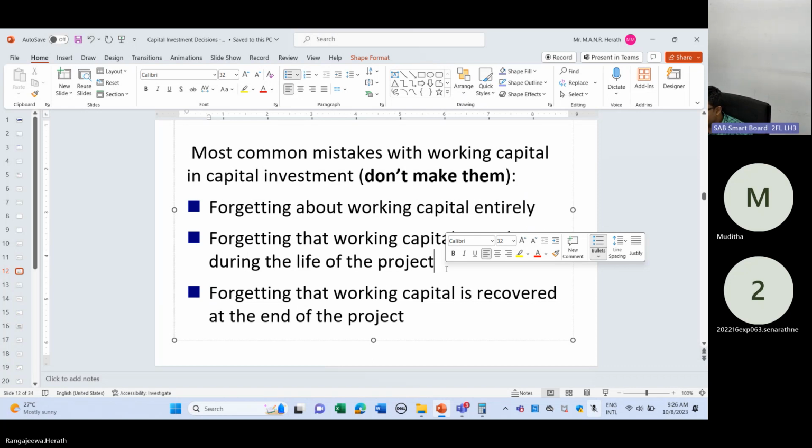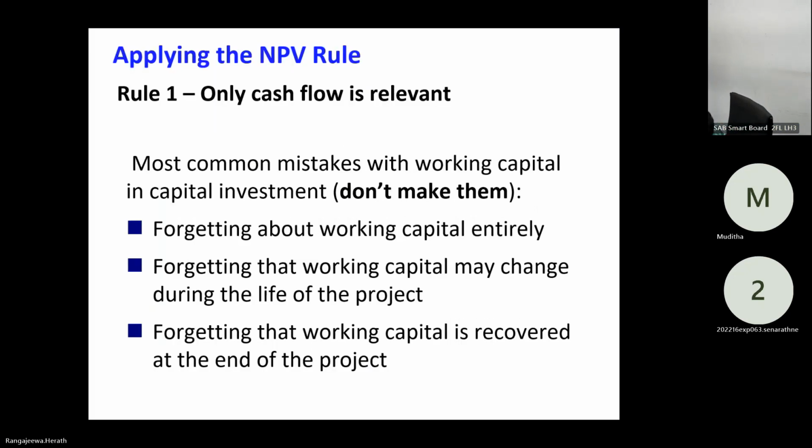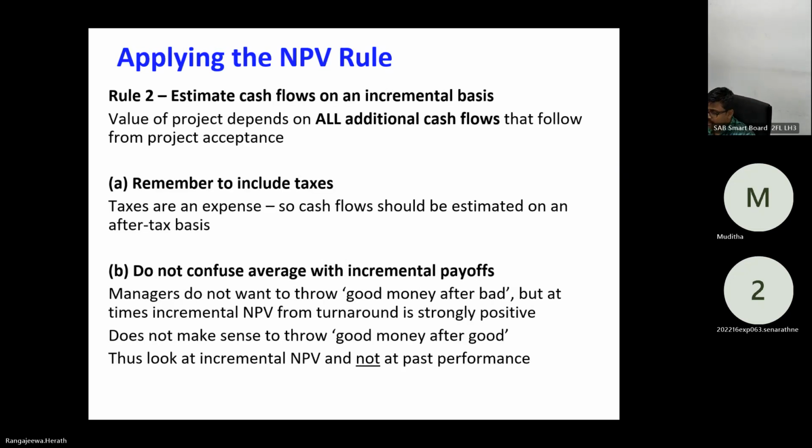Another mistake is forgetting that the working capital is recovered at the end. Normally working capital will be available in the business, so that should be considered as an inflow at the end of the project. අවසානයේ මේක inflow එකක් විදිහට ගන්න.